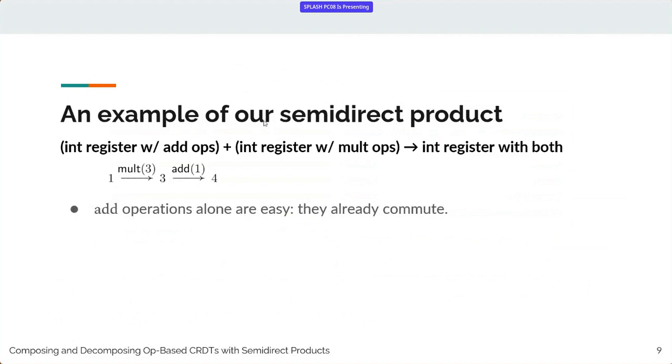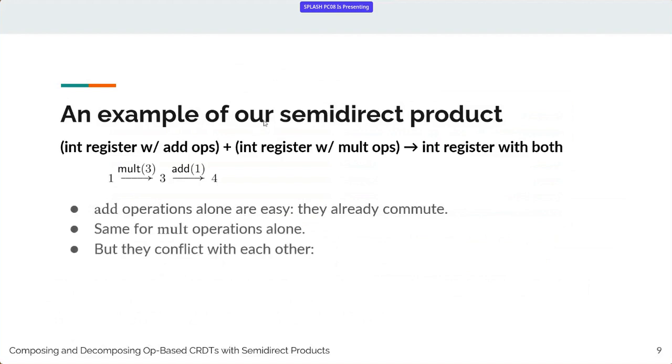The add operations alone are easy, they already commute. Same with multiplication operations, but they conflict with each other. If Dave multiplies the state by 3, while concurrently Mary adds 1 to the state, and they just apply these operations literally as they receive them, they're going to get different answers because these operations don't commute.